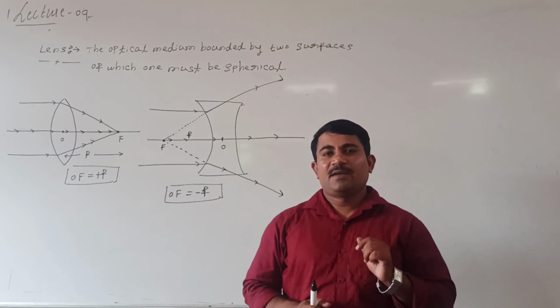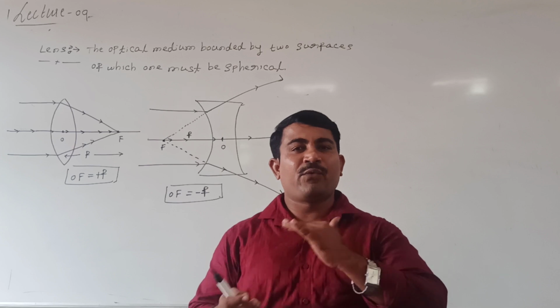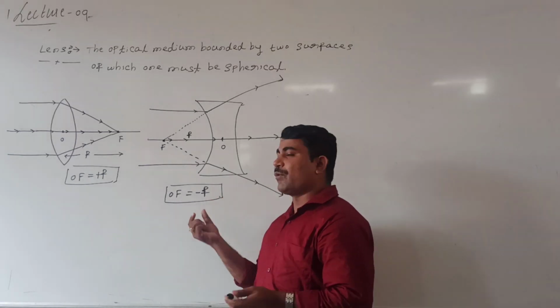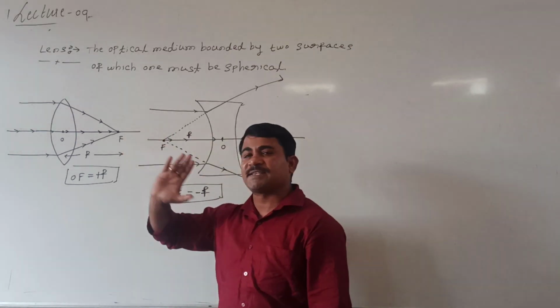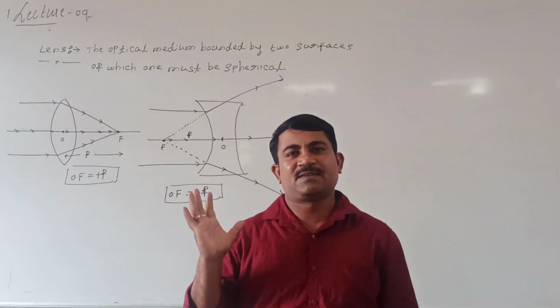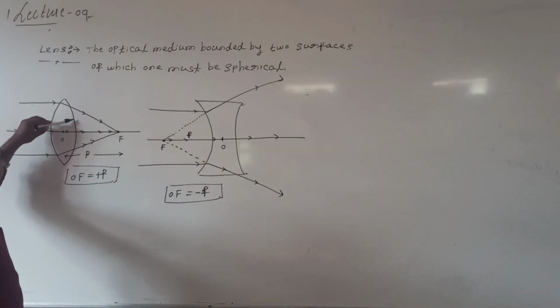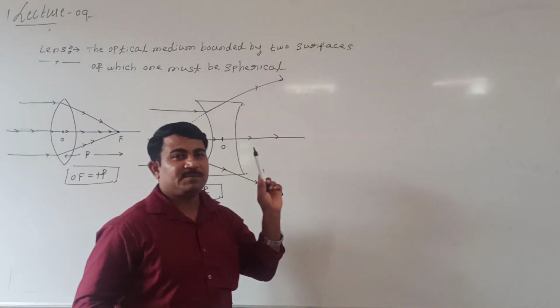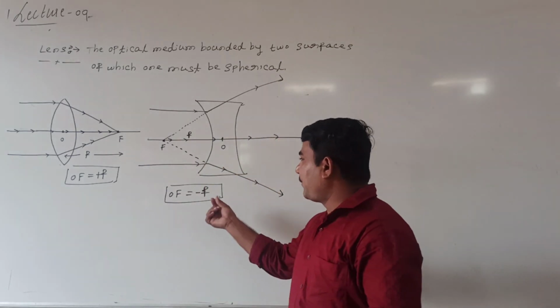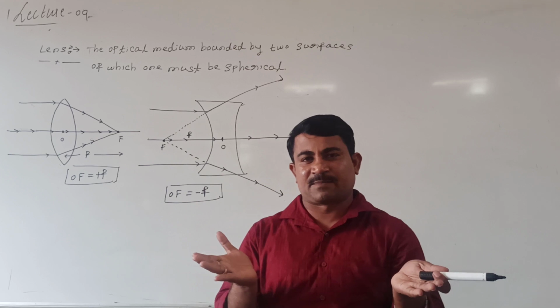Whenever a convex lens or a concave lens is there, we know the focal length. How does this focal length depend? This focal length depends on the radius of curvature of the two refracting surfaces. See here, this is one refracting surface and this is the second refracting surface. Here also two spherical refracting surfaces are available. This focal length mainly depends on the radius of curvature of the two spherical surfaces.